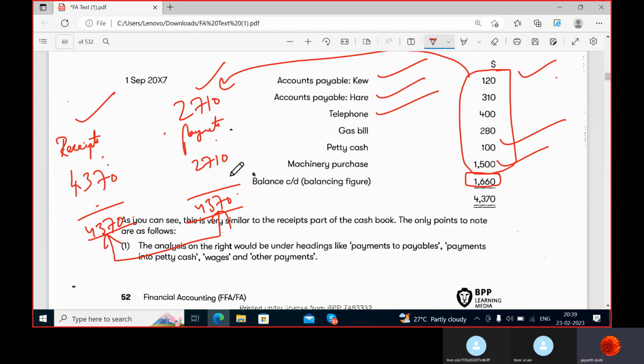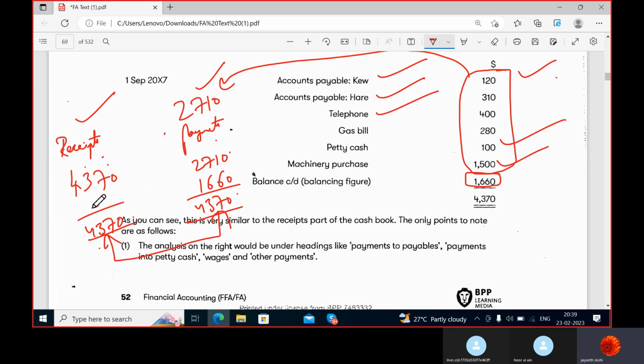It is 1660. So I will write that difference here, 1660, which shows that my payment side was 2710 and my receipt side was 4370. Always the receipt total should be equal to the payments total. The smaller total I cannot take on both sides, the bigger total I can take. Why? Because I know a difference is created, and that difference is 1660 here.